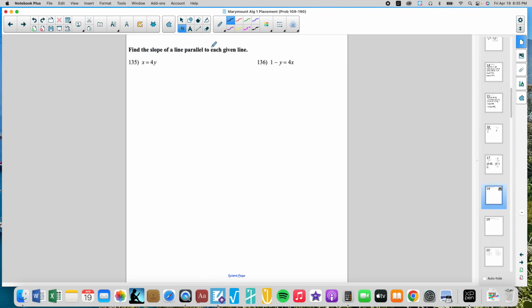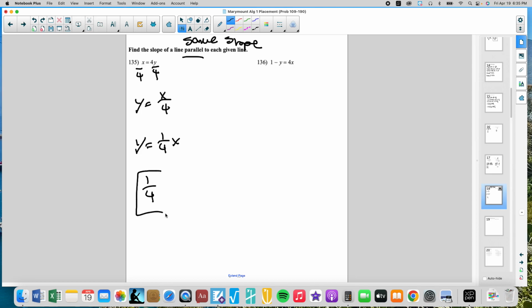Find the slope of the line parallel to each given line. Okay, so first we have to put it in slope-intercept form. So I got to isolate for y. So we're going to divide by 4. We get y equals x over 4. We need to understand that that is equal to 1/4 x, and parallel lines have the same slope. So my slope is 1/4.